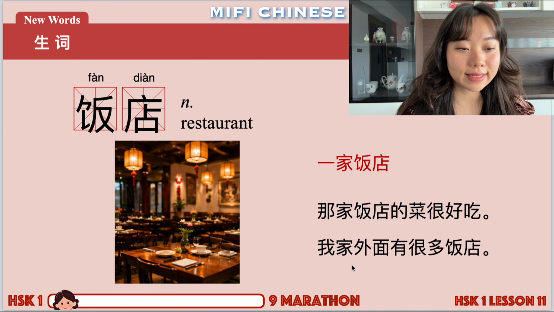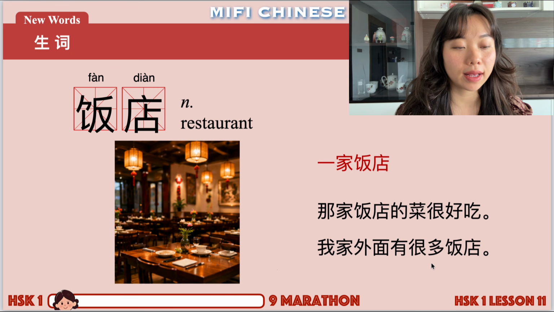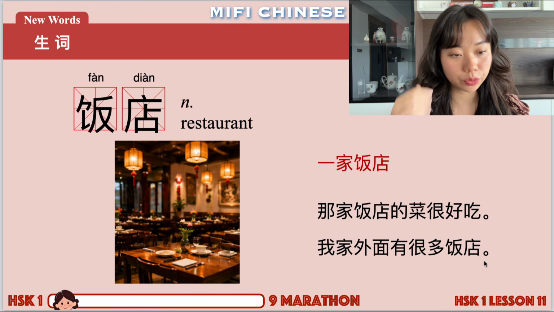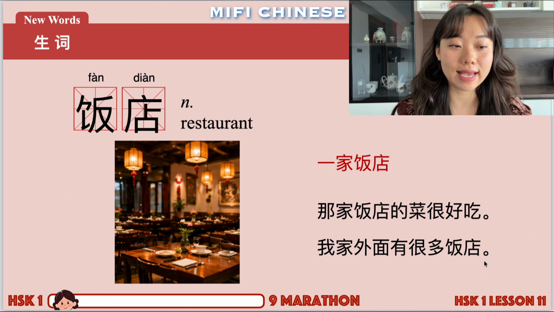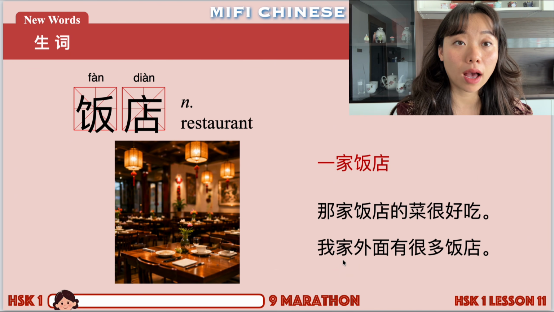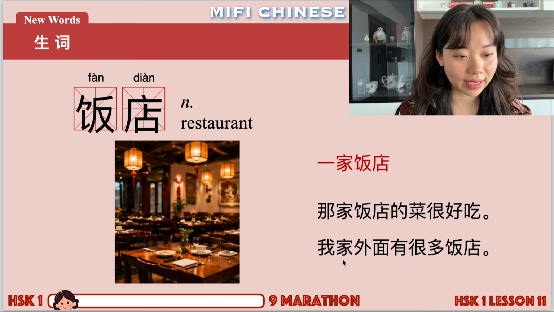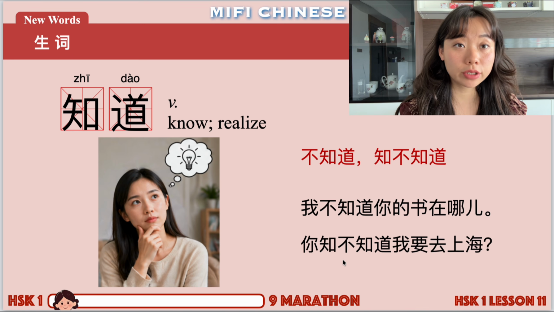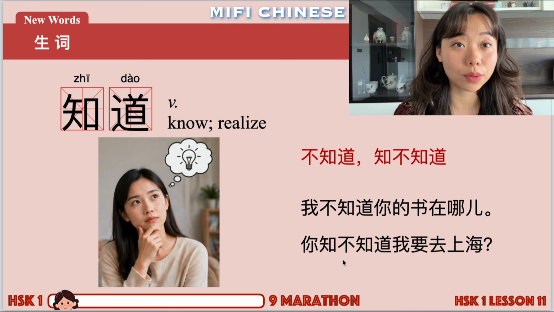Next one, 我家外面有很多饭店。How do we translate this sentence? 我家外面有很多饭店。Right? There are, right, 有, the existential sentence. 我家外面有, so there are many restaurants outside my house or my home. Right? Okay. Next word. 知道, to know or to realize. 知道, to know. What about the negative?